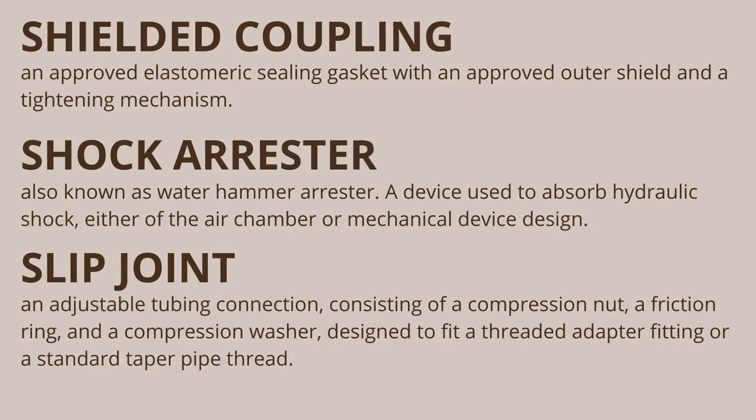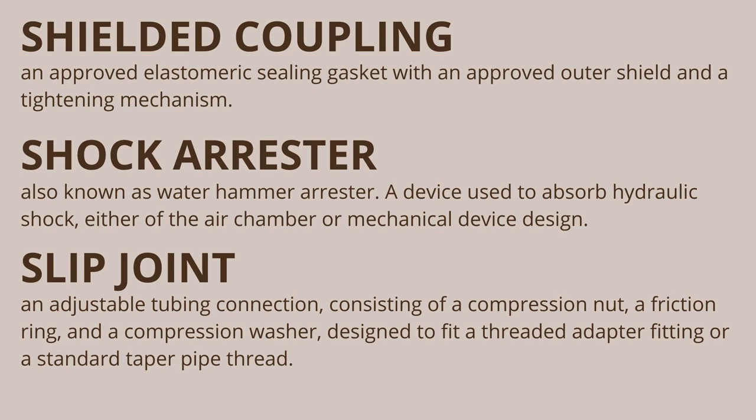Shielded coupling: an approved elastomeric sealing gasket with an approved outer shield and a tightening mechanism. Shock arrestor, also known as water hammer arrestor: a device used to absorb hydraulic shock, either of the air chamber or mechanical device design. Slip joint: an adjustable tubing connection consisting of a compression nut, a friction ring, and a compression washer designed to fit a threaded adapter fitting or a standard taper pipe thread.